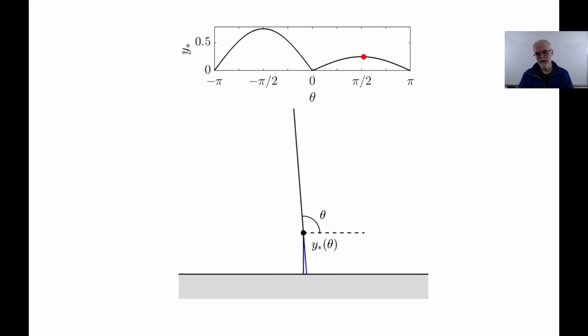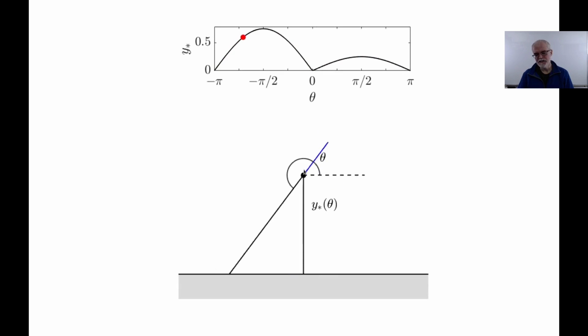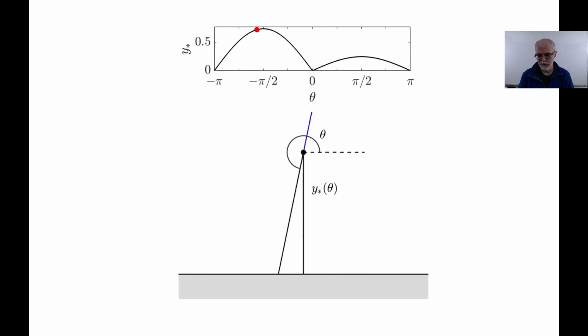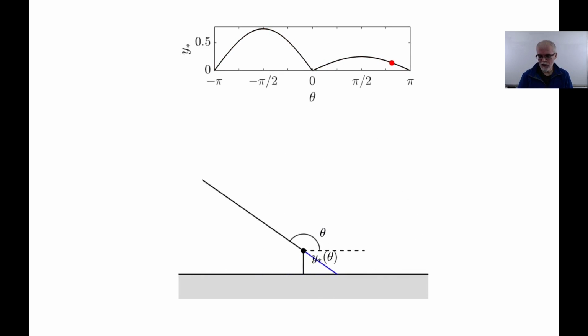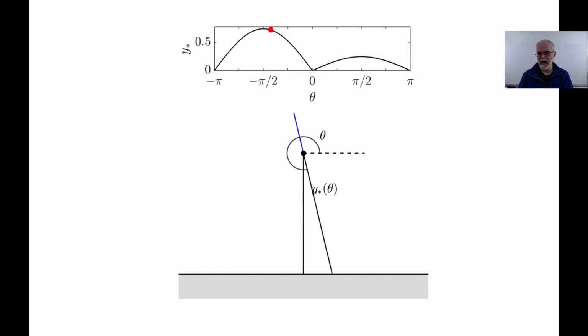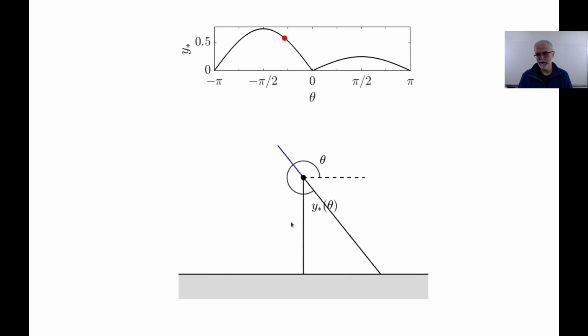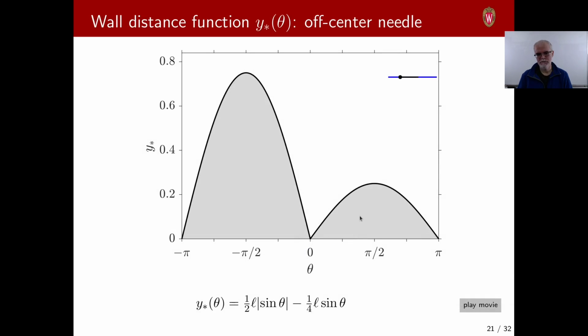Here's a similar movie for what we call a needle swimmer. That's a swimmer which is just a one-dimensional segment. And this time what we did is we moved the center at which the swimmer rotates to not be the geometric center of the needle, because the center of rotation is actually the center of hydrodynamic reaction of the swimmer. It doesn't have to be the same as the geometric center of the swimmer. So you develop this kind of asymmetry in this function y star if you move the center of rotation. This is what this wall distance function looks like for the needle.